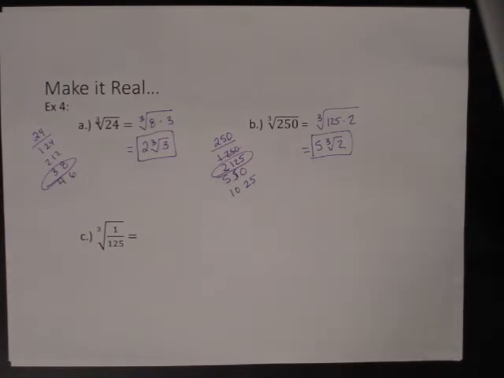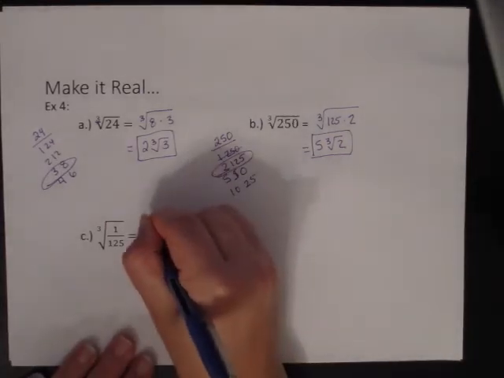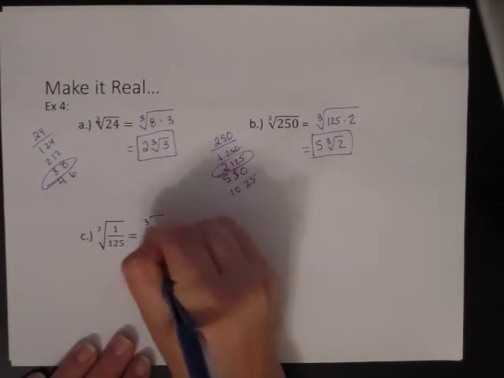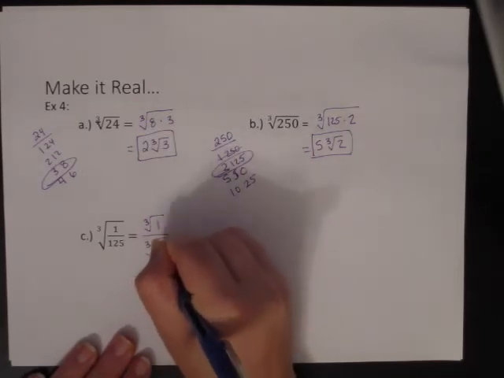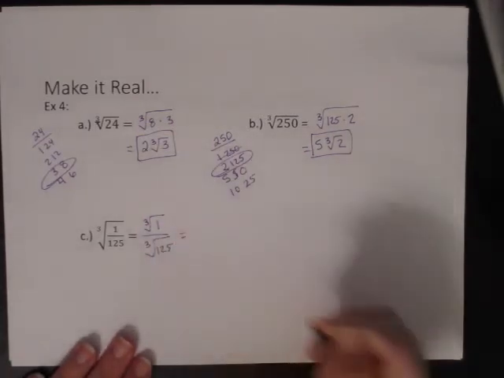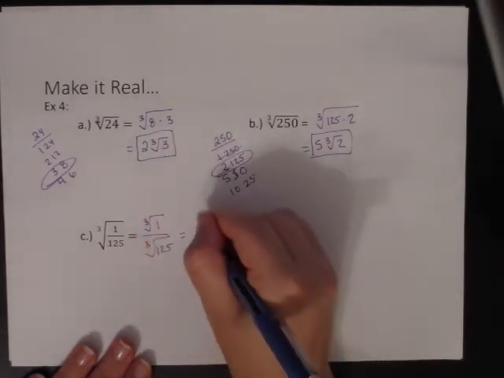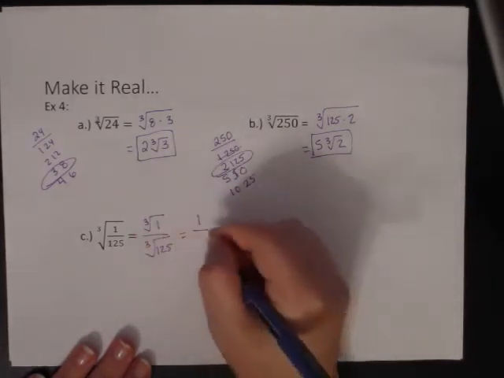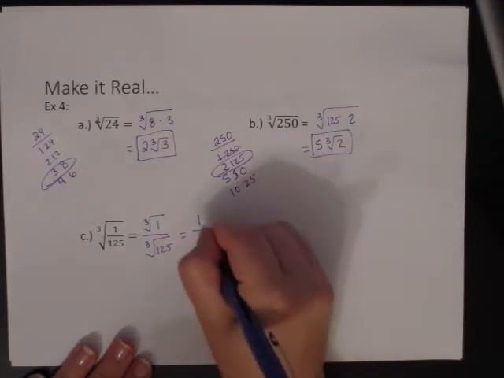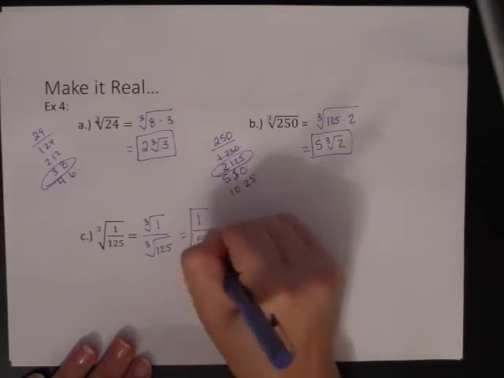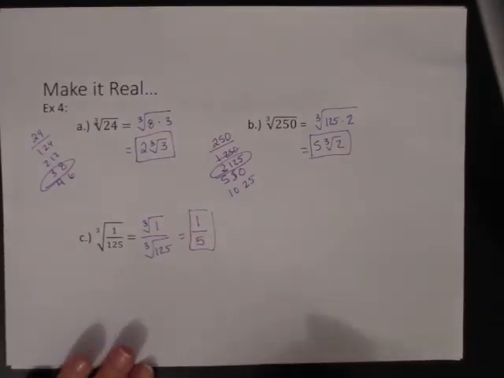Now let's try this last one together. So I got the cube root of 1 over 125. Well, we know 1 and 125 are perfect cubes, so what we can do is we can actually split these up. I don't want you to be intimidated by fractions. Just split it up. Okay, and the cube root of 1 is going to be 1, and the cube root of 125, what we just found, is going to be 5. And that's as far as you have to take it. Okay?